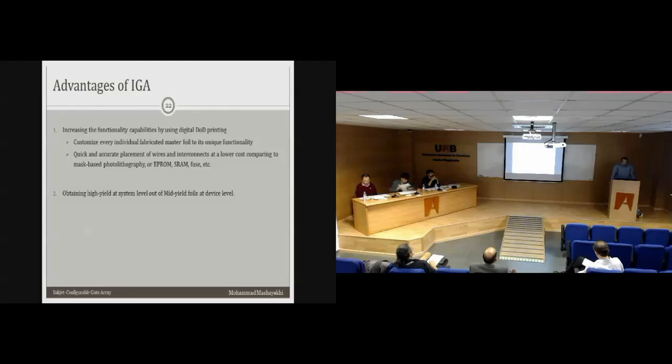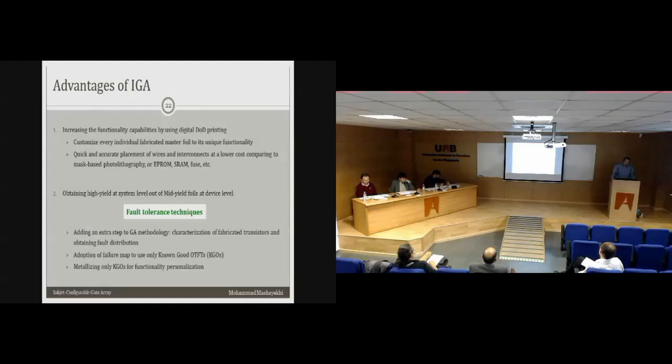The second advantage is that we can obtain high yield at system level out of mid yield or low yield at device level, at transistor level. And we are proposing the concept of fault tolerance for this second approach, in which we are adding an extra step to the gate array methodology, which is basically used for technologies where the performance and yield are lower compared to photolithography or clean room processes.